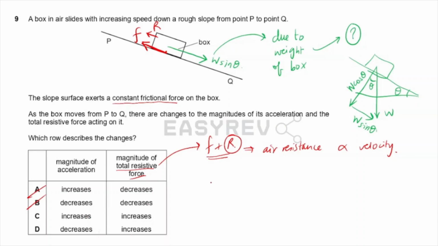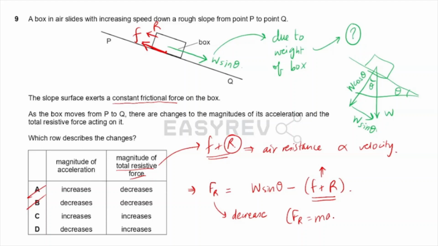Now, when it comes to seeing how the acceleration changes, that depends entirely on the resultant force. Now that resultant force is calculated by W sine theta, which is the driving force, minus the forces that oppose this driving force, which is friction plus air resistance. Clearly, we can see that this sum, the total resistive force, continues to increase as the air resistance increases, right? That will ultimately cause this resultant force to decrease. And in accordance with Newton's second law, if the resultant force decreases, then we expect the acceleration to decrease as well. So the magnitude of acceleration decreases and we're left with option D. Now on to the next one.